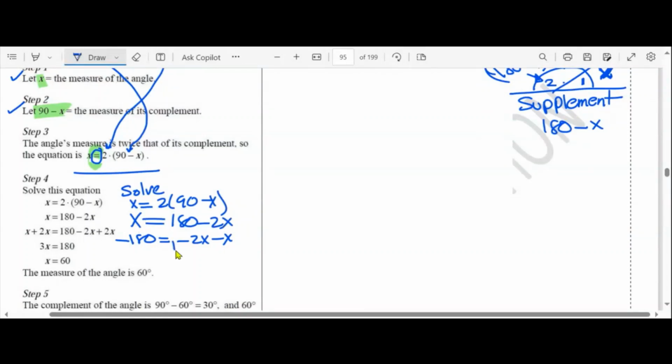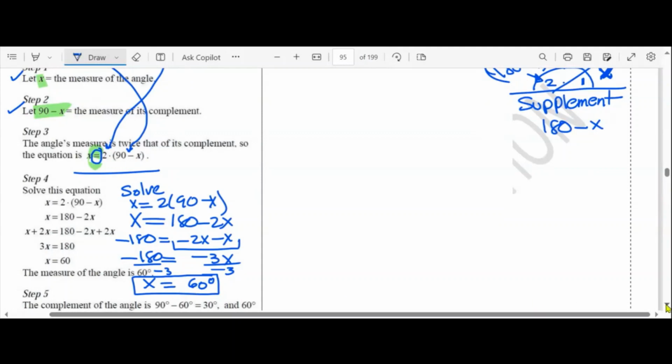Together this gives you how much? Negative 3x. And now you divide by negative 3. So x equals how much? 60. So the angle is how much? 60 degrees. Is this clear?